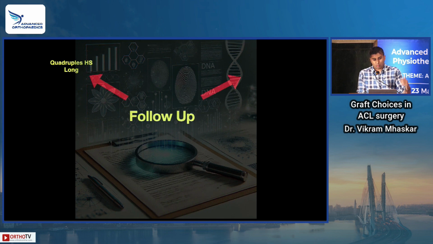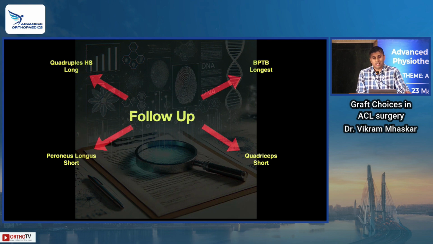Follow-up, of course: quadruple hamstring has a long follow-up. BTB has the longest. It was the oldest graft which is used. Unfortunately, we like to reinvent the wheel, so we find new graft sources, but it's a very reliable source. Peroneus longus is very short, and quadriceps, again, is relatively short, all right?